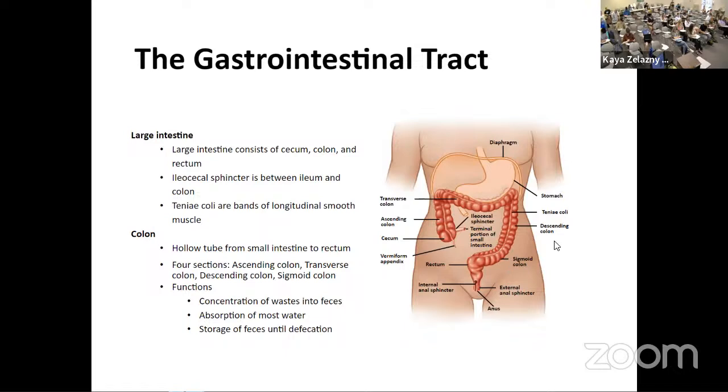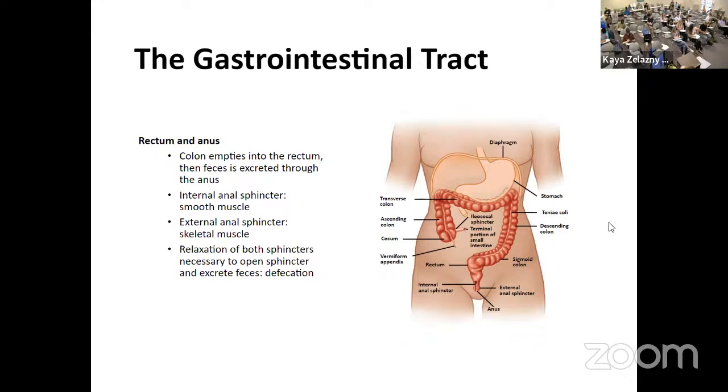You don't want it just dribbling out all the time. We want to be able to store it. Okay, so that's going to be the job of our colon.